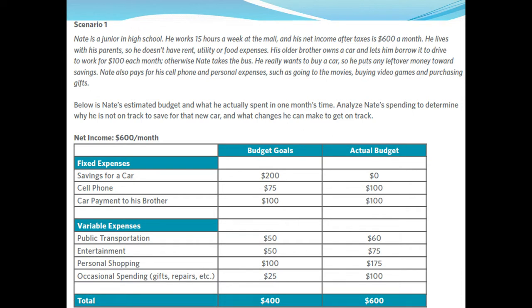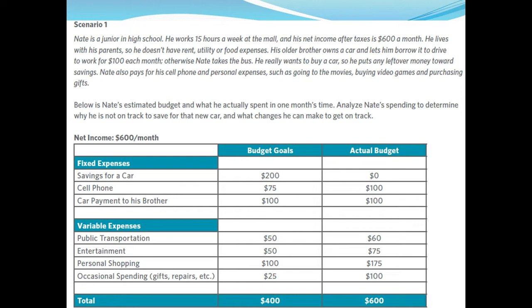Nate is a junior in high school. He works 15 hours a week at the mall, and his net income after taxes is $600 a month. He lives with his parents, so he doesn't have rent, utility, or food expenses. His older brother owns a car and lets him borrow it to drive to work for $100 each month. Otherwise, Nate takes the bus. He really wants to buy a car, so he puts any leftover money towards savings. Nate also pays for his cell phone and personal expenses, such as going to the movies, buying video games, and purchasing gifts. Below is Nate's estimated budget and what he actually spent in a month's time.